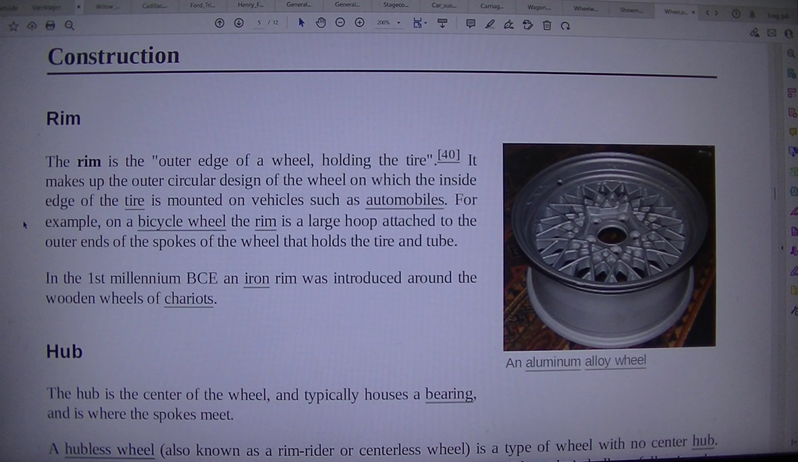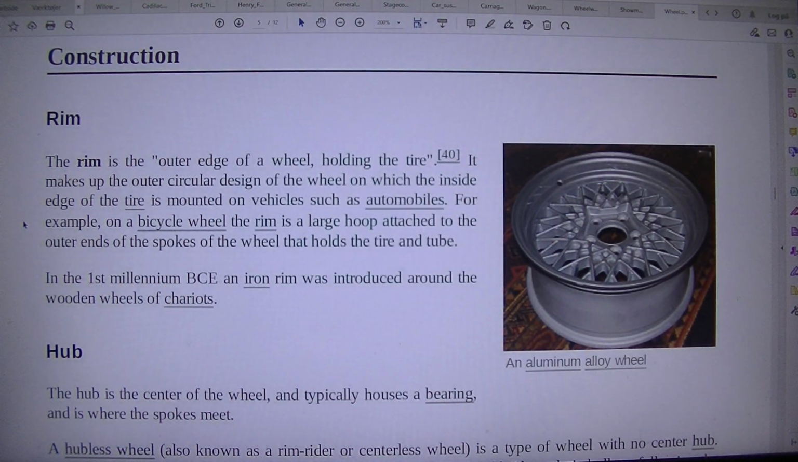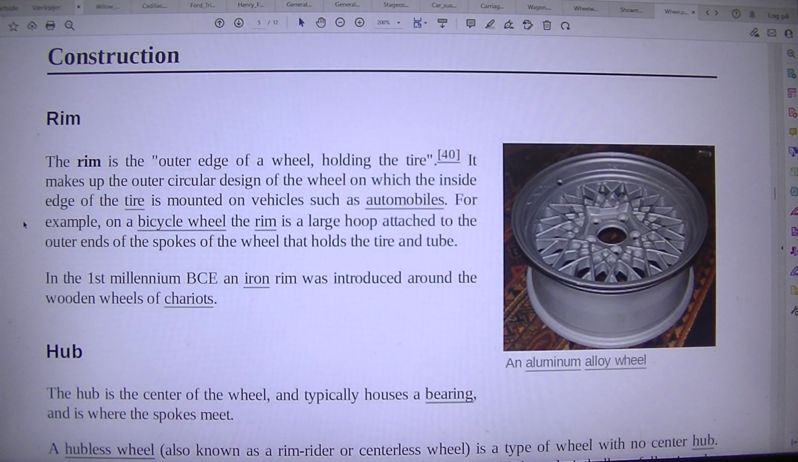The rim is the outer edge of a wheel, holding the tire. It makes up the outer circular design of the wheel on which the inside edge of the tire is mounted on vehicles such as automobiles. For example, on a bicycle wheel the rim is a large hoop attached to the outer ends of the spokes of the wheel that holds the tire and tube. In the first millennium BCE an iron rim was introduced around the wooden wheels of chariots.